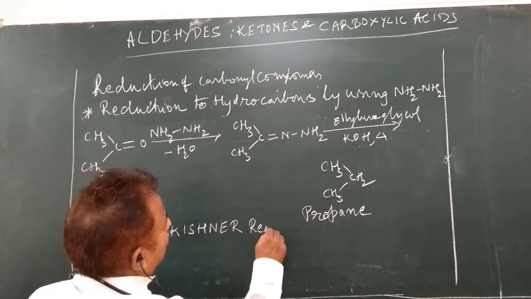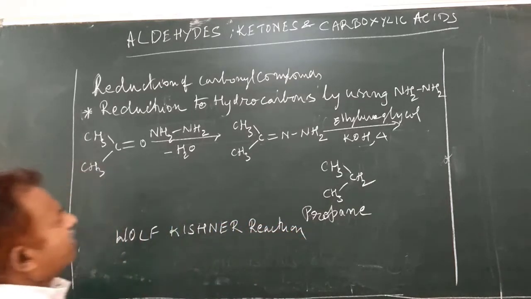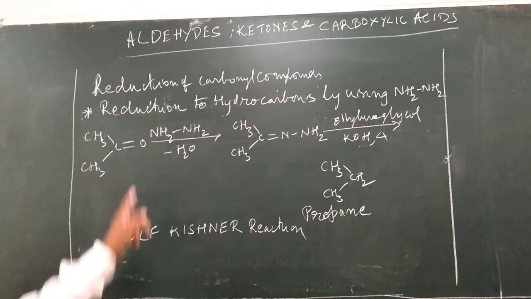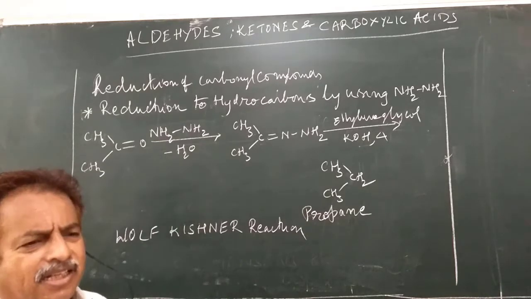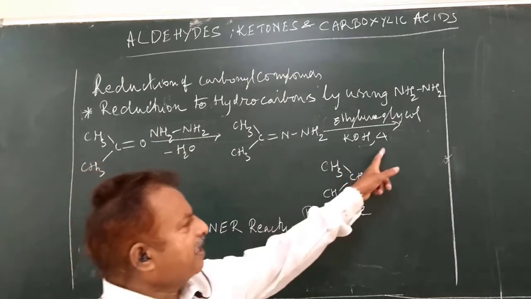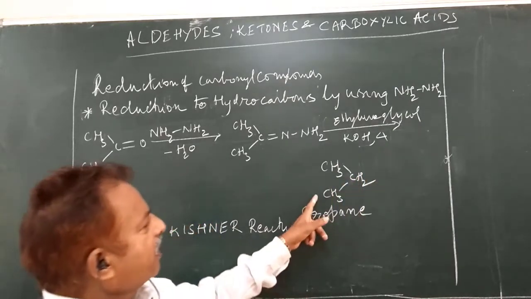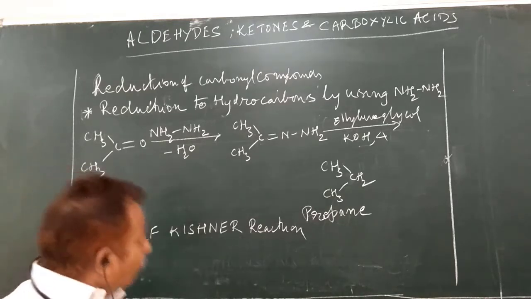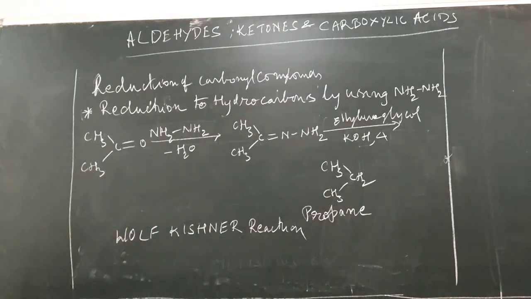Wolff-Kishner reaction. So what is Wolff-Kishner reaction? Carbonyl compounds are treated with hydrazine, and the respective hydrazone is treated with potassium hydroxide in the presence of ethylene glycol, and at a high temperature we get respective alkane, and this particular reaction is referred as Wolff-Kishner reaction.